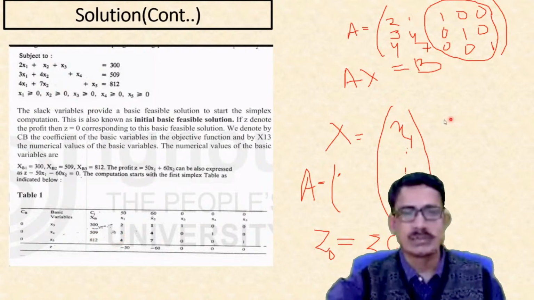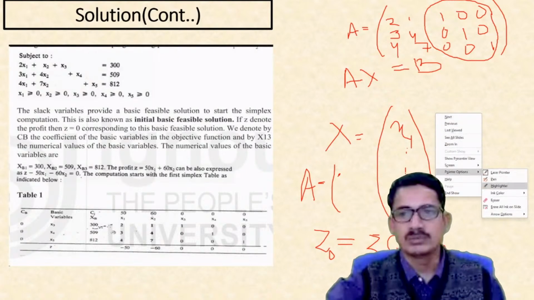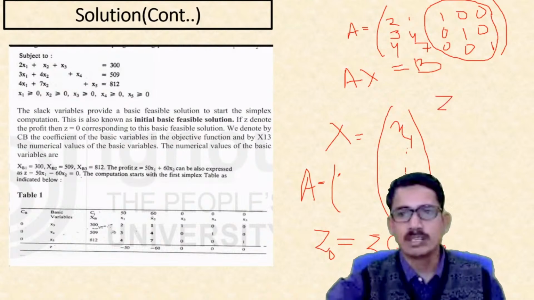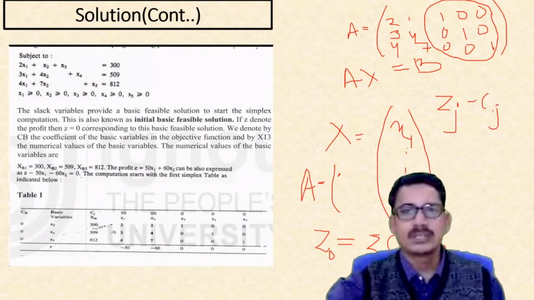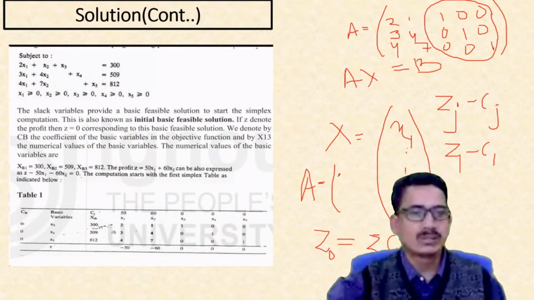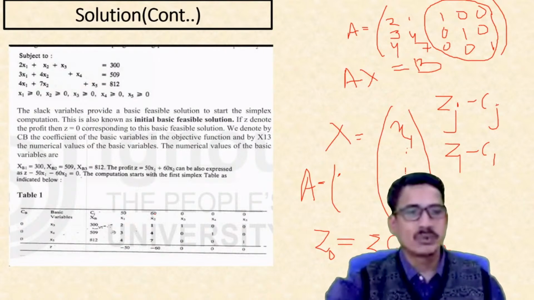But your objective is what? Zj minus Cj. I told you Zj minus Cj you have to find out. If you put j as 1, it becomes Z1 minus C1. Here Z1 is 0: 0 into 2 is 0, plus 0 into 3 is 0, plus 0 into 4 is 0. If you add, it becomes 0. Now what is C1?